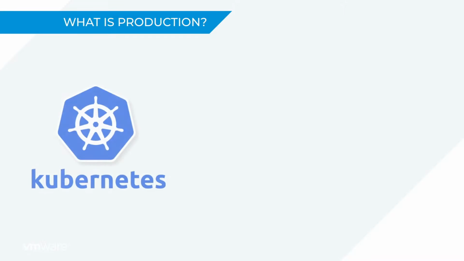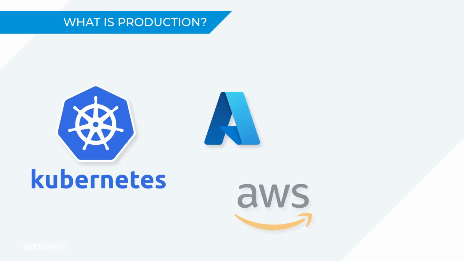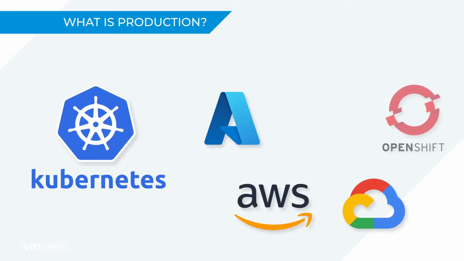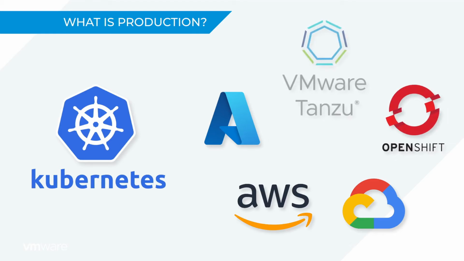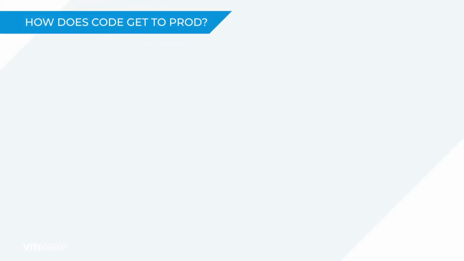Now, these days, production is Kubernetes. Kubernetes is fast becoming the default runtime for enterprise workloads everywhere, whether that's on public cloud or sovereign cloud or even on private cloud. It doesn't really matter. In most cases, production dial tone is now Kubernetes. But how does this code get to production?